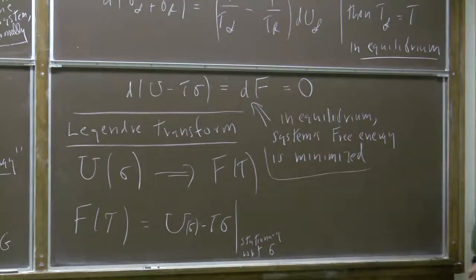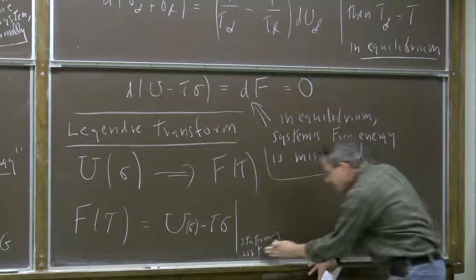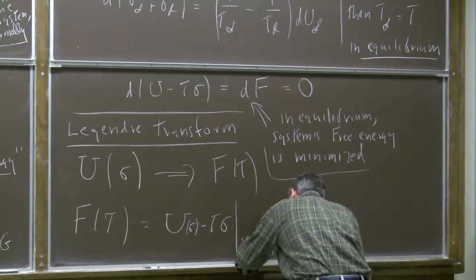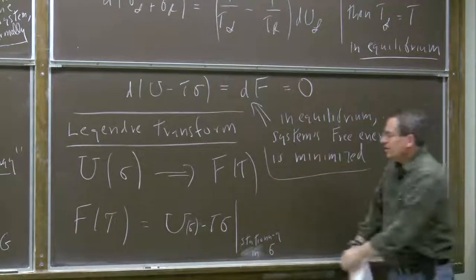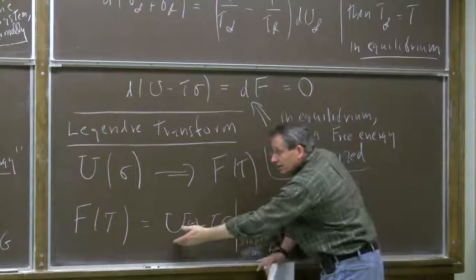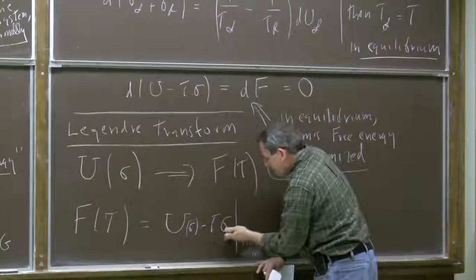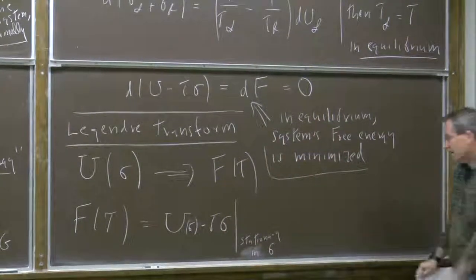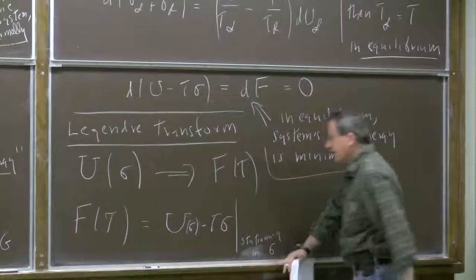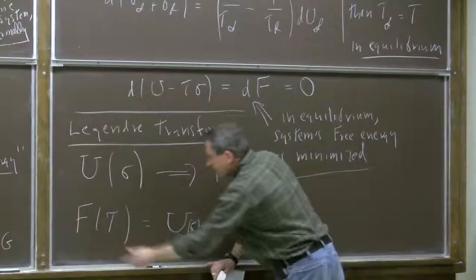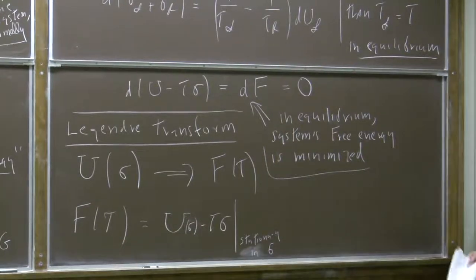WRT means with respect to. How about stationary in sigma? Maybe that's easier. So if we adjust the temperature a little bit, the internal energy of the system changes a little bit so that U minus tau sigma remains stationary with respect to sigma, and its value where it's stationary defines a function of temperature. That's the Helmholtz free energy.